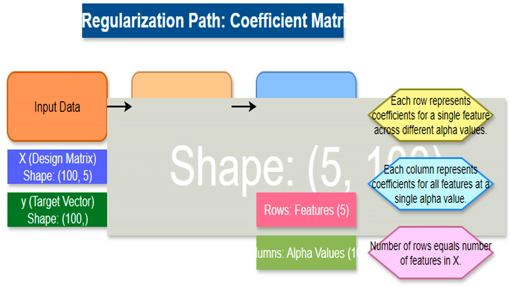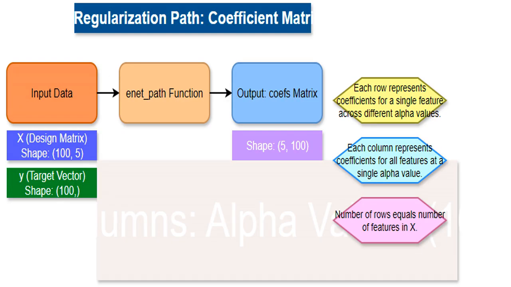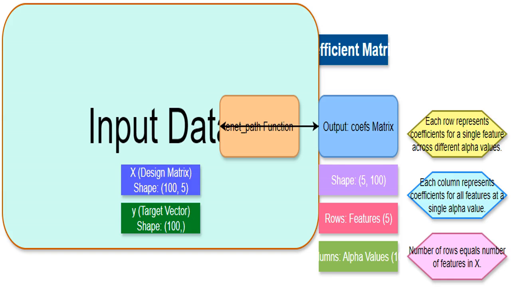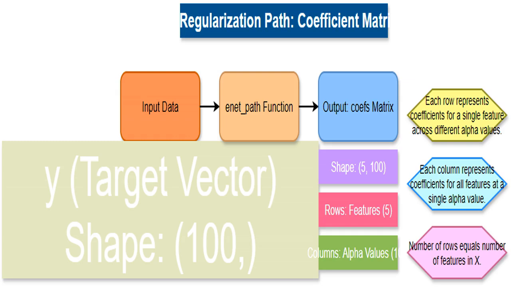I have 100 different alpha values and therefore 100 columns. To reiterate, I have 100 different alpha values, resulting in 100 columns of coefficients for all 5 features at each alpha value. I also have a target vector, y, which is a single column containing 100 corresponding values for each data point in X. This function gives me the set of coefficients for different values of the regularization parameter, alpha. The output matrix, cofs, contains these coefficients.